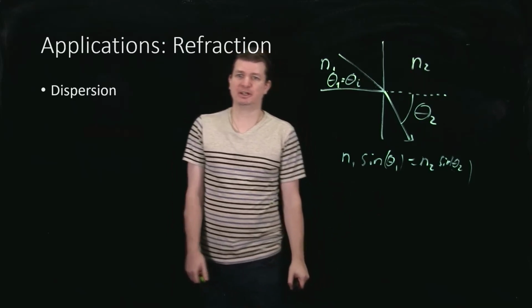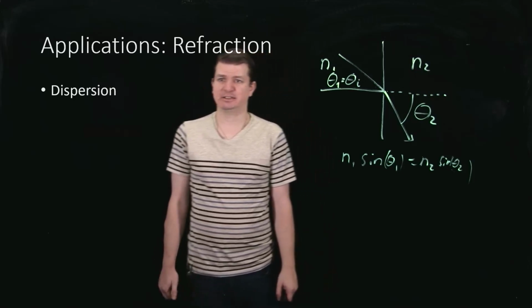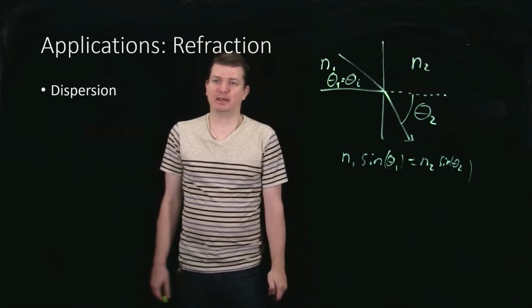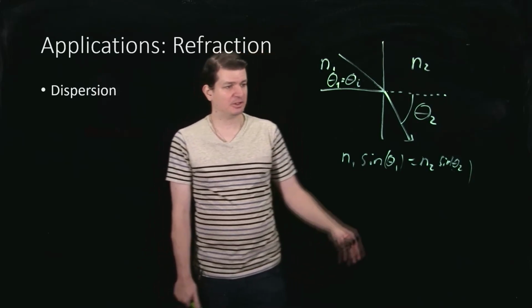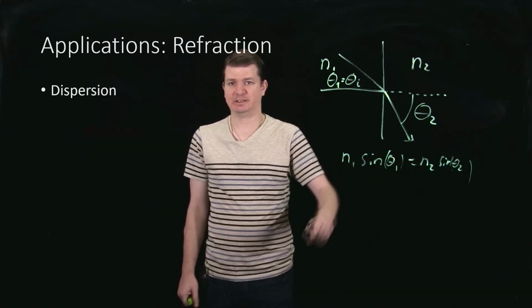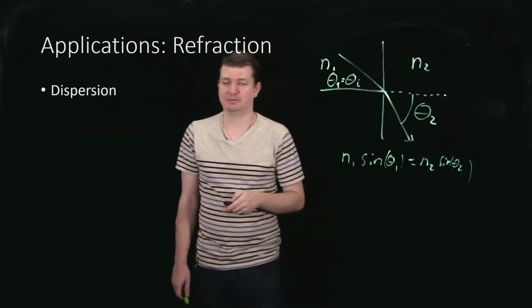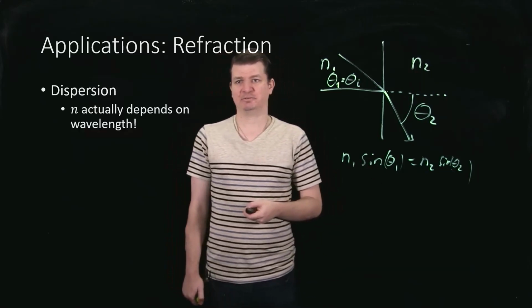So refraction can result in quite a few things. One of them is this idea of dispersion, basically creating rainbows. And the reason for dispersion is that although we've written this nicely and it's true, the index of refraction of a material actually changes for different wavelengths of light.